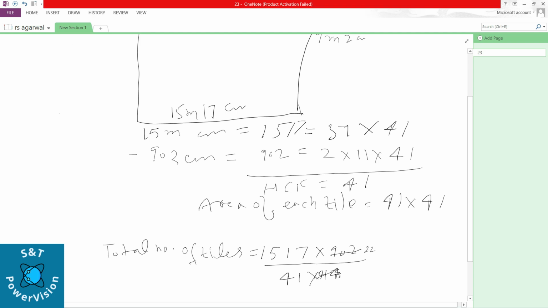After that we'll multiply 37 into 22. So this is 814, the number of tiles required here.